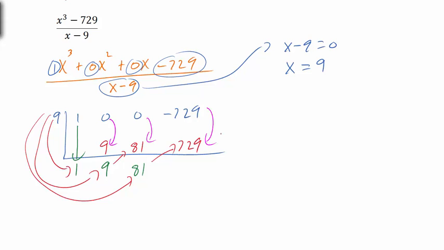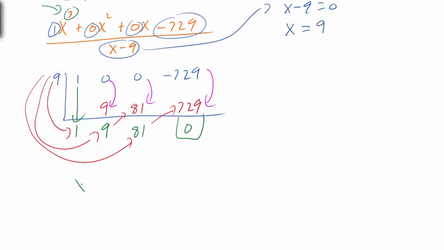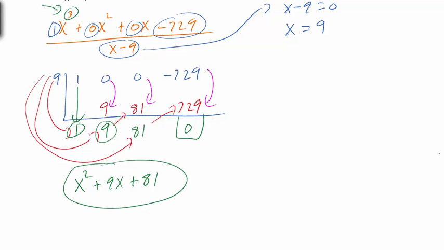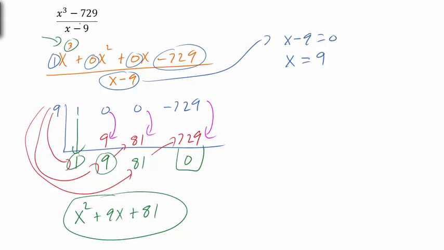So now when we add here, the 729s are going to cancel, and we end up with a remainder of 0. Now, once again, we started with an x cubed, so we're going to decrease that exponent by 1. So that means down here we're going to have an x squared. So the first term is simply 1x squared plus our 9x plus 81, and then we have a remainder of 0, so it divides evenly. So that tells us then that the x minus 9 is a factor because it divides evenly.